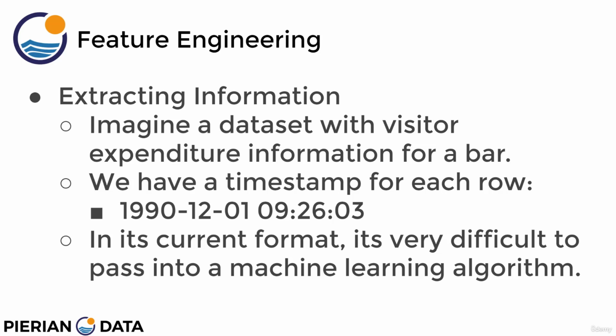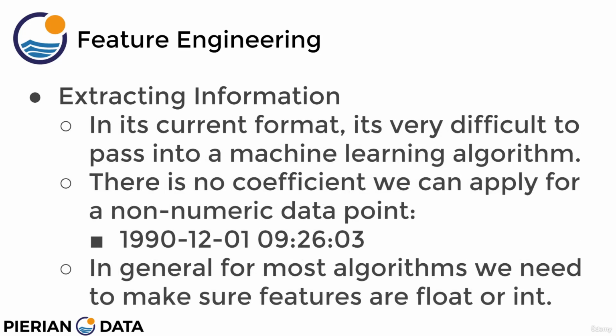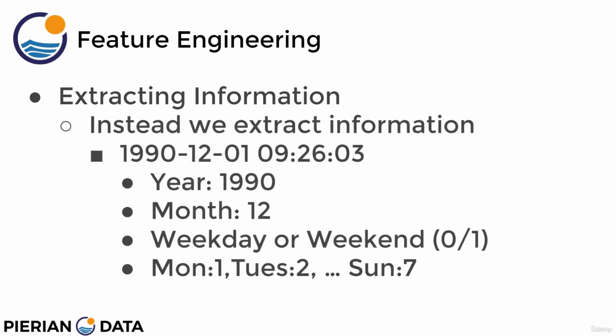The way linear regression, or many other machine learning algorithms, work is they're going to try to multiply this by a numeric coefficient. And we can't really multiply this full date timestamp by some coefficient. There's no mathematics that works there. So in its current format, it doesn't work for us, and there's no coefficient we could directly apply. In general, for most algorithms, we need to make sure the features are either a floating point number or an integer. So this means that we'll need to extract the information from this date timestamp.